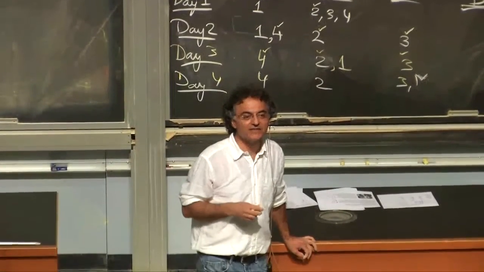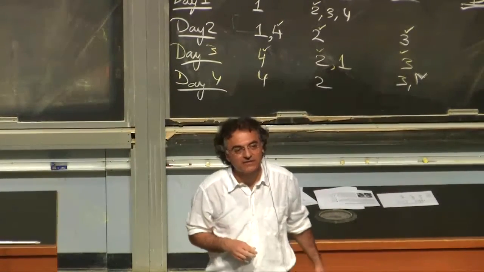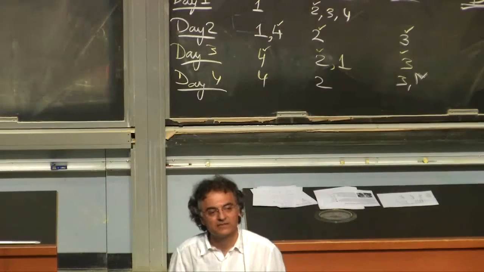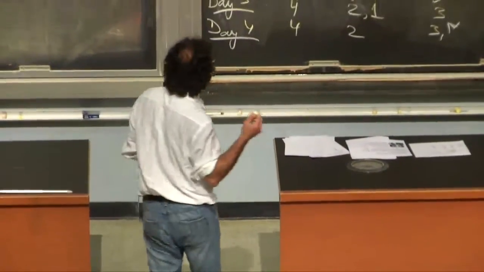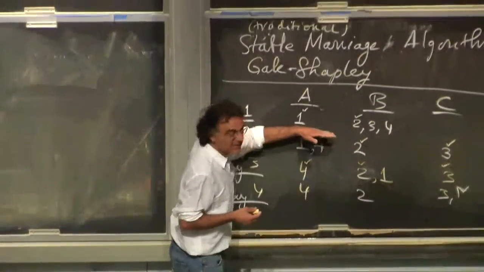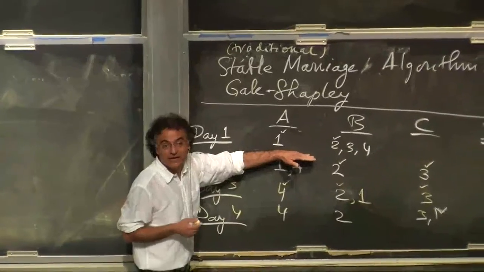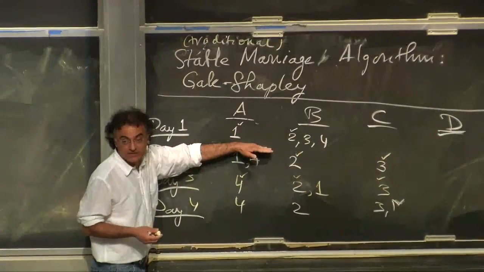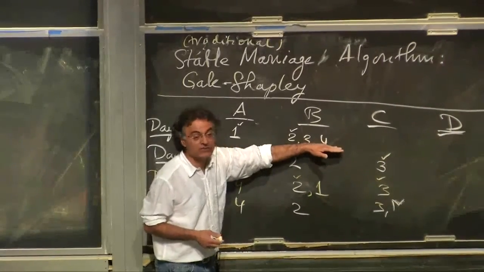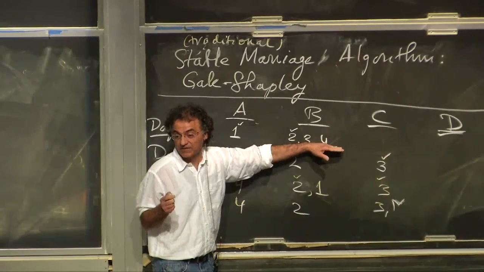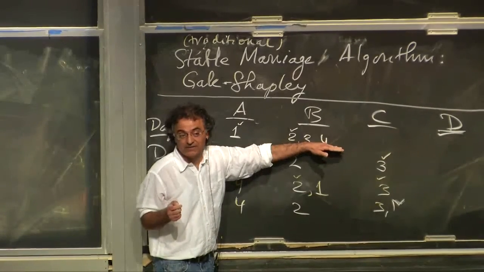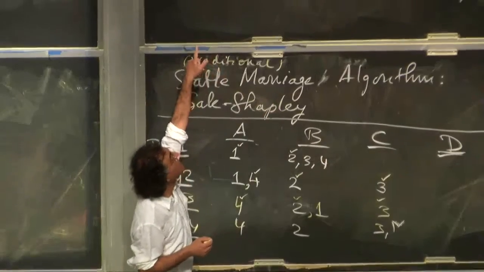Yeah. Every man will propose to at most n women, so you cannot propose many times. So basically, the point is, every day that the algorithm does not halt, there's at least one man who was told no. That evening he went back home and crossed a woman off his list.